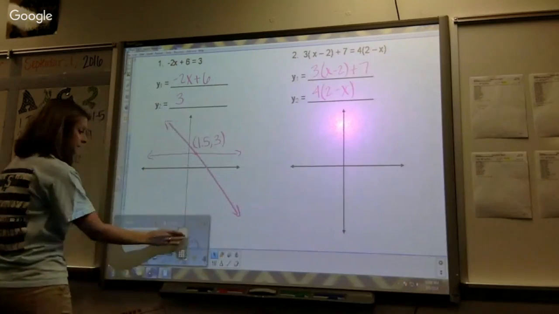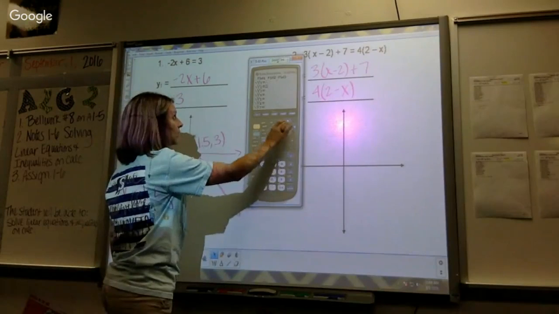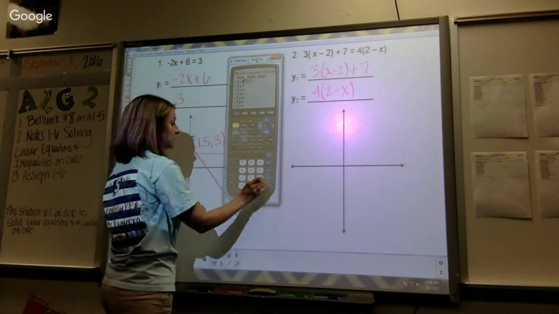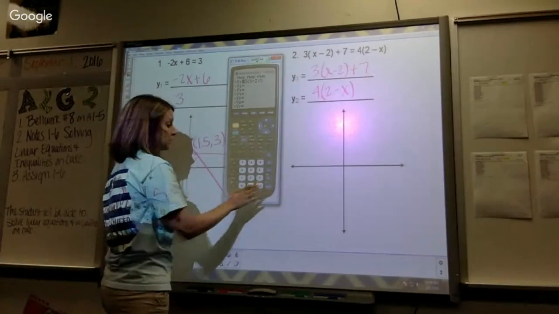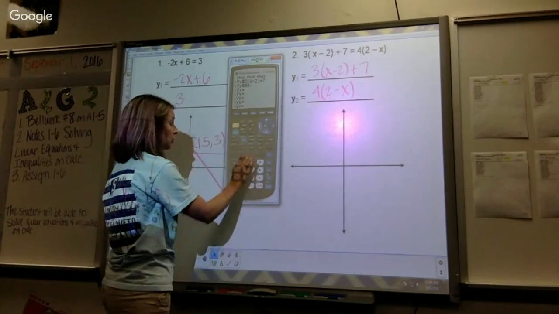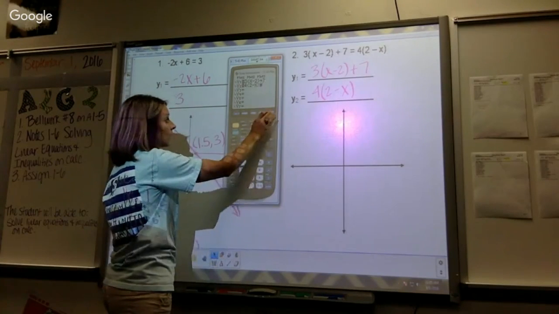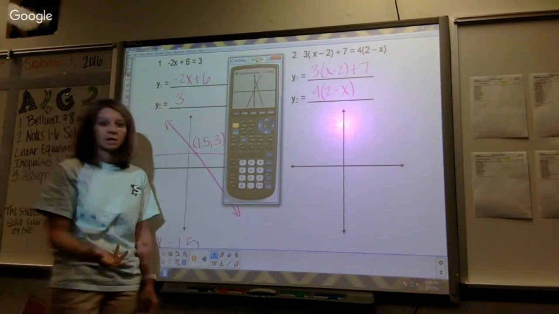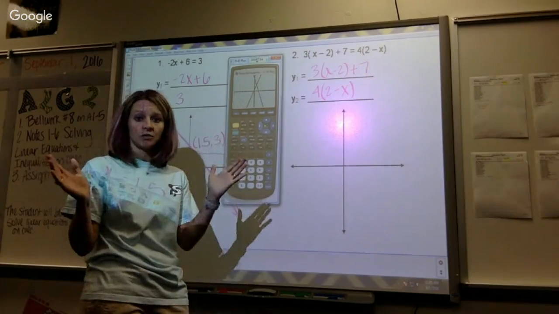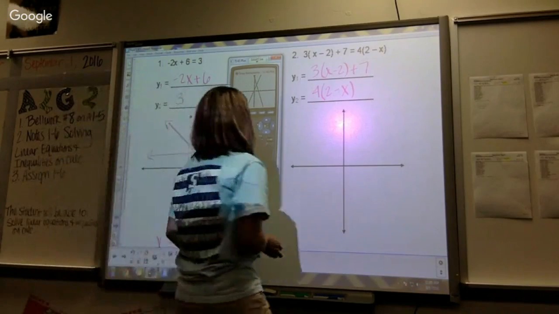We're going to do it the same way we did the first one. Go to y equals. I'm typing in 3 open parentheses x minus 2 close your parentheses plus 7. And then y2 is the right side of your equation, which is 4 open parentheses 2 minus x, and then we're going to graph. We already put it in standard viewing window on number 1, zoom 6, but if it looks weird and it's not going from negative 10 to 10 on the x and y, you can push zoom 6.